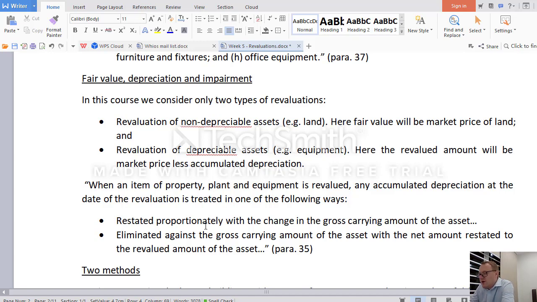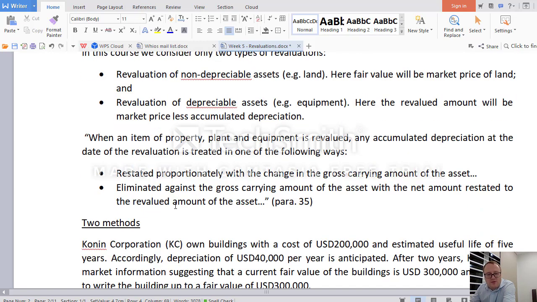So one of the methods is to restate it proportionately. The other one is to eliminate it altogether. In this course we are considering the second method, elimination of accumulated depreciation. But let's look first at the first method. What you need to do.